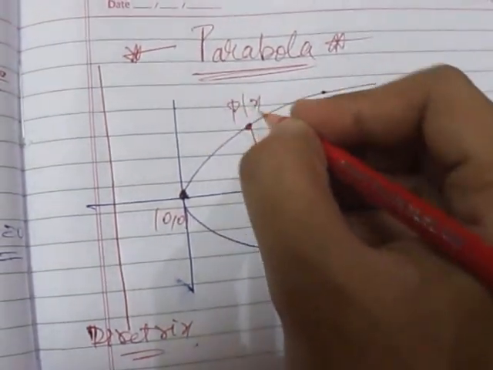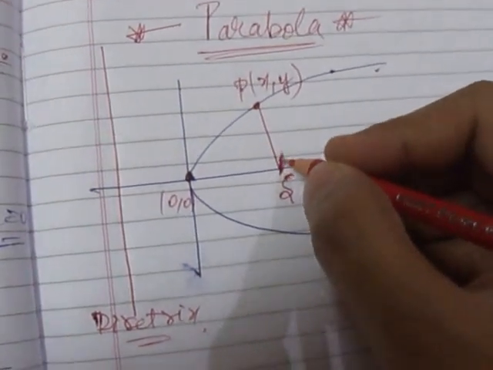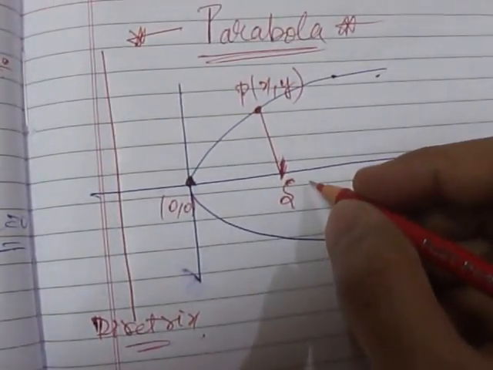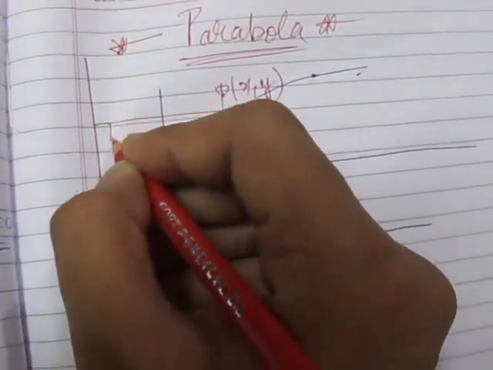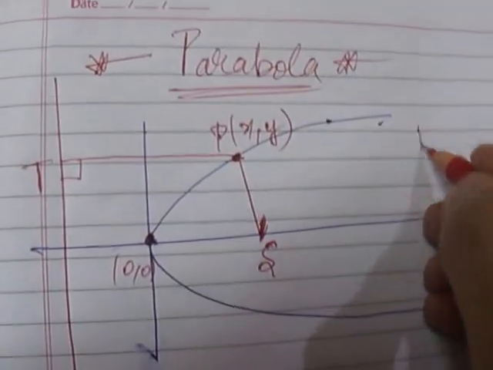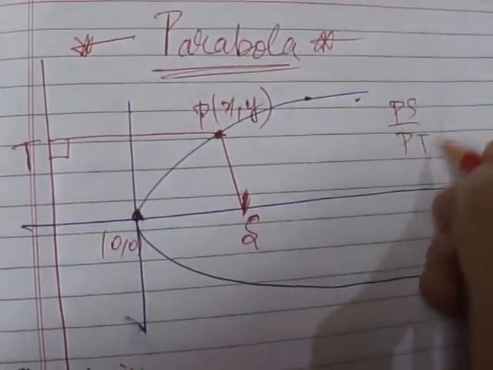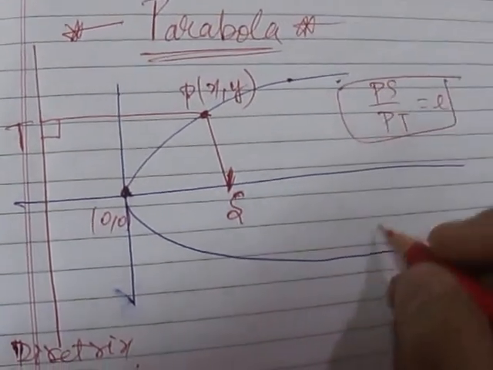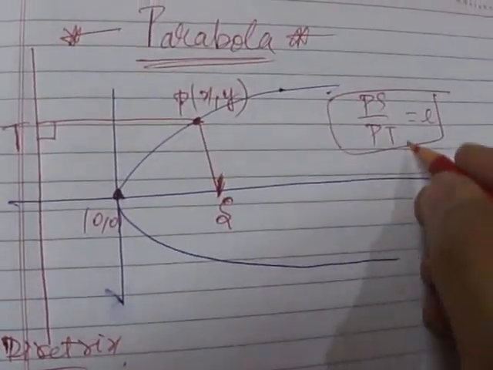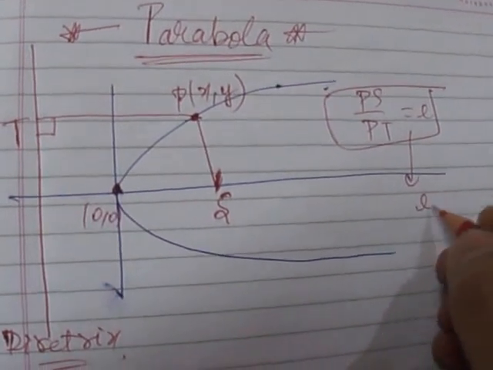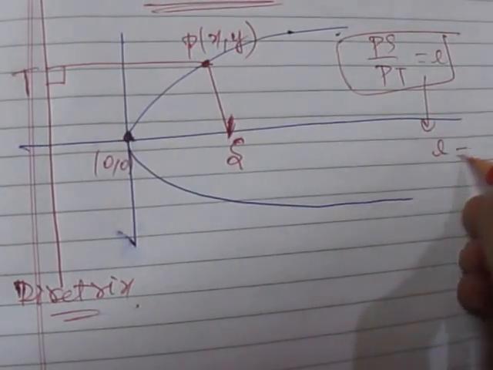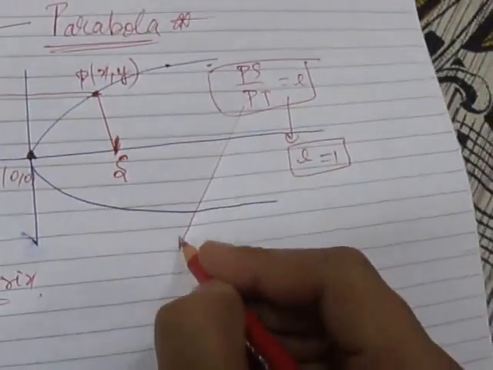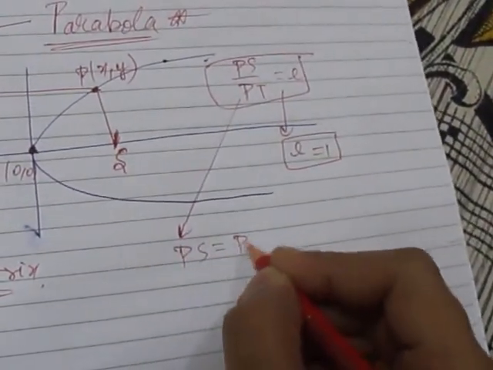Then there is a point P on the parabola, x comma y, which moves such that the ratio of the distance from the focus S and the distance from the directrix, PT, is PS by PT equals e. For a parabola, e equals 1, so PS equals PT.